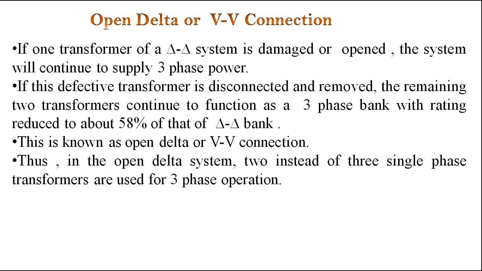This connection is what we call the open delta or VV connection. Thus, in the open delta system, two instead of three single phase transformers are used for three phase operation. Even with one transformer less, the open delta is capable of handling three phase operation.